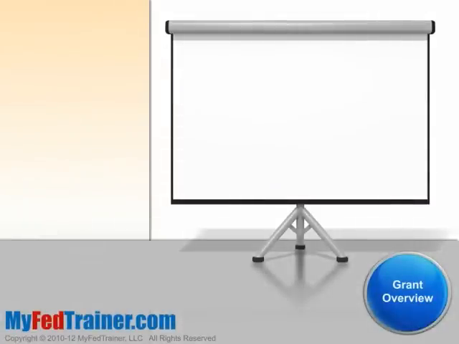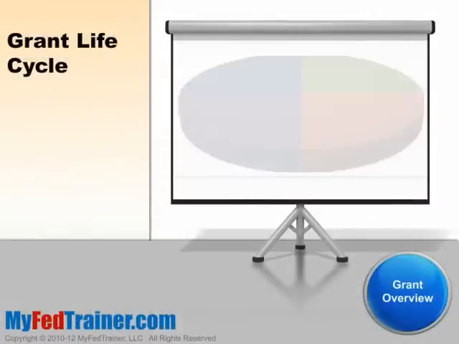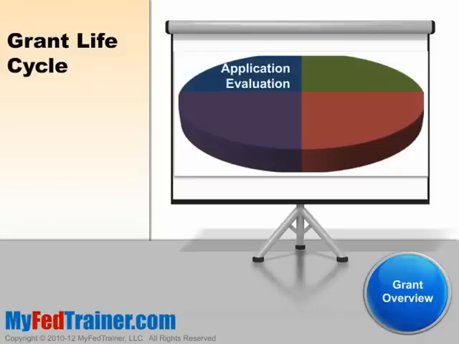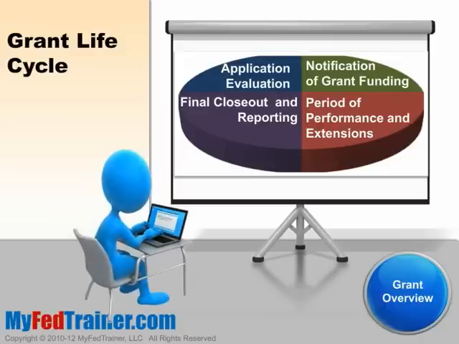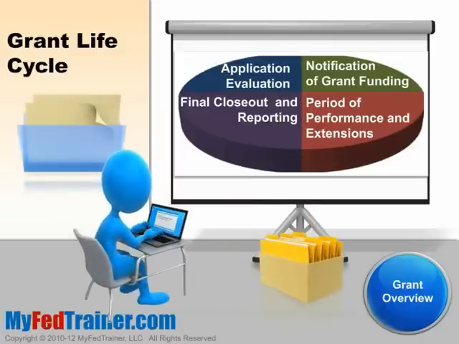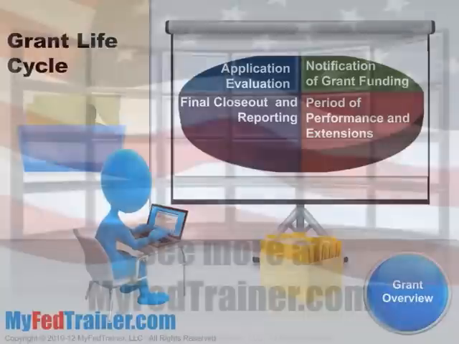So, the grant life cycle can be summed up as a process that includes the application process, notification of funding to the award recipient, a period of performance to manage the grant which may include extensions and other exceptions to the original grant, and finally, the grant closeout. The life cycle requires quality real-time documentation and reporting to effectively manage federal funds.